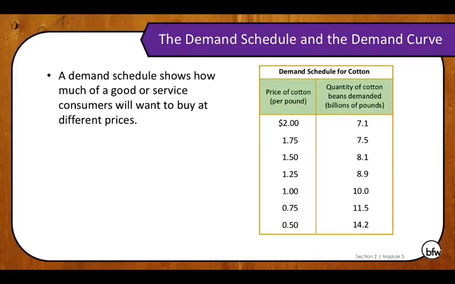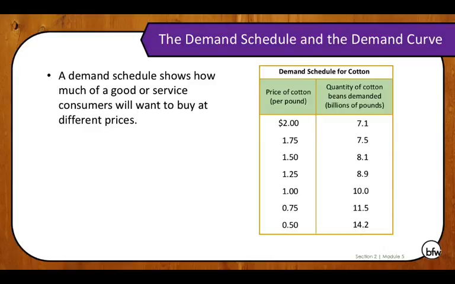The second thing that the demand schedule shows us is how much cotton buyers are willing and able to buy at 7 possible prices shown here, ranging from 50 cents up to $2 per pound of cotton in increments of 25 cents per pound. The third thing that we know is that the market price that cotton will be sold at will depend upon the interaction of supply and demand.